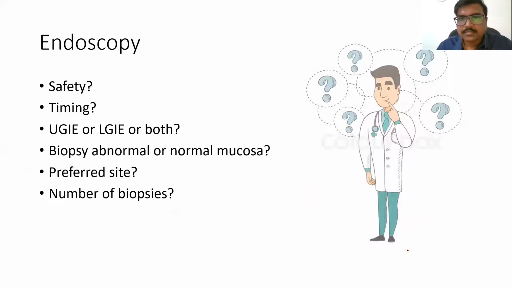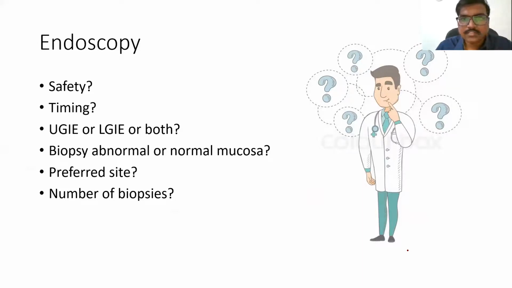So endoscopy, we have a lot of questions to answer. How safe is it? We are going to perform endoscopy in patients who are severely neutropenic and have severe pancytopenia. So how safe is an endoscopy? Does it lead to mucosal hematomas? Does it lead to bleeding, infection risk?